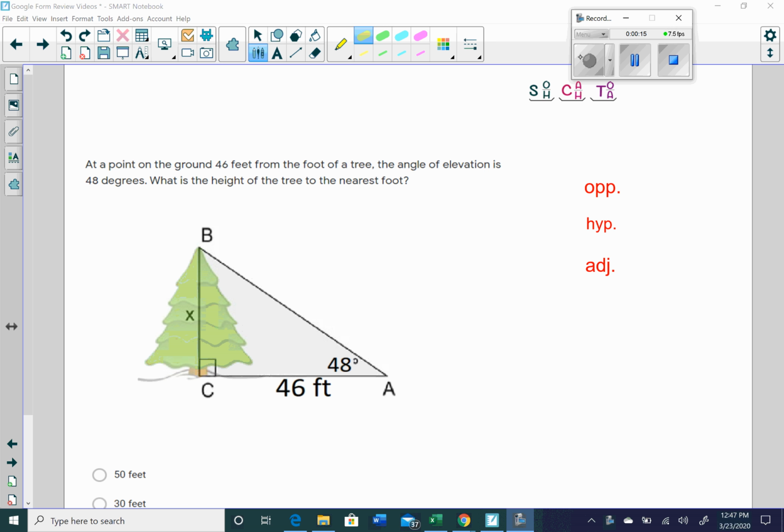At the point on the ground, 46 feet from the foot of a tree, the angle of elevation is 48 degrees. What is the height of the tree to the nearest foot? Two important vocabulary words to pay attention to are angle of elevation and height.